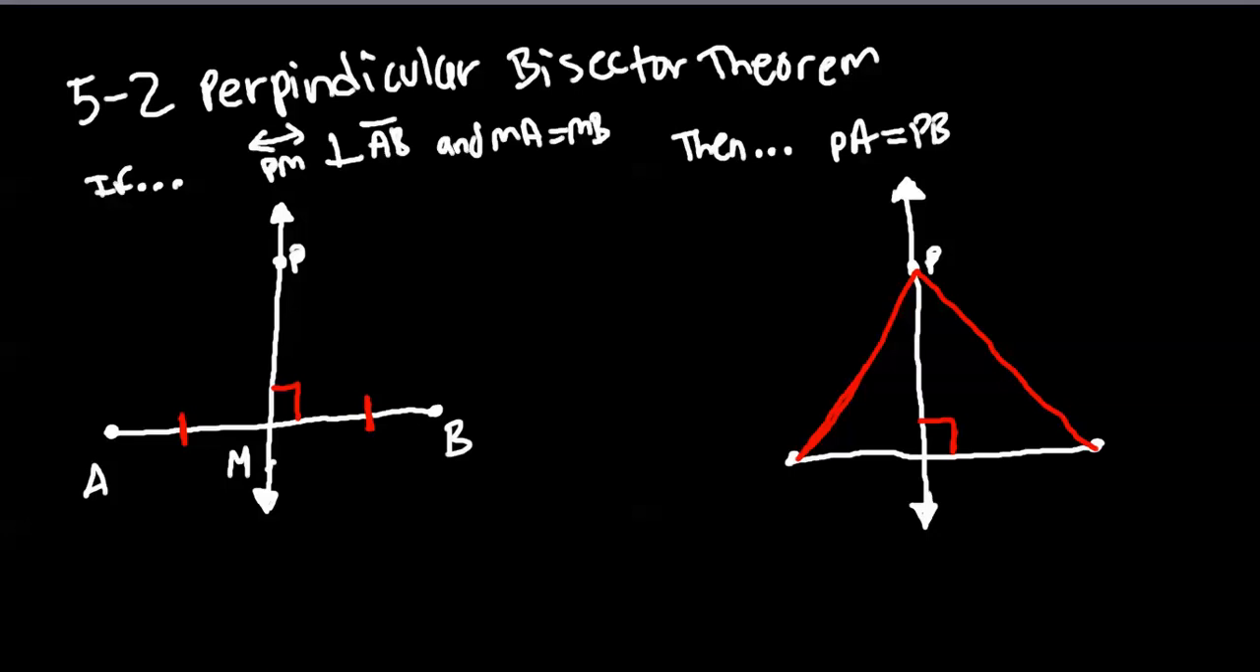Now we're going to look at a theorem, Theorem 5.2, the perpendicular bisector theorem. The theorem states if a point is on the perpendicular bisector of a segment, then it is equidistant from the endpoints of the segment. So here we can see that point P is on the perpendicular bisector, and this perpendicular bisector is perpendicular to line AB, and it bisects AB into two equal parts, so MA equals MB, and because of this, PA is congruent to PB.